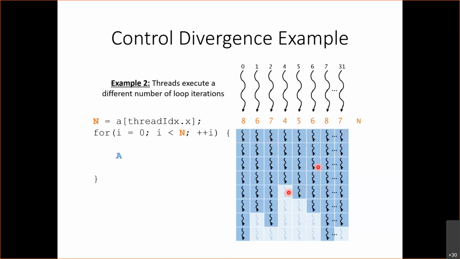So if one thread is done with the loop, but the others are still executing, this thread cannot go and execute different code, because all these threads have to execute the same instruction at any point in time. So a thread can either execute the instruction that all the other threads are executing, or it can be inactive. Is that clear?